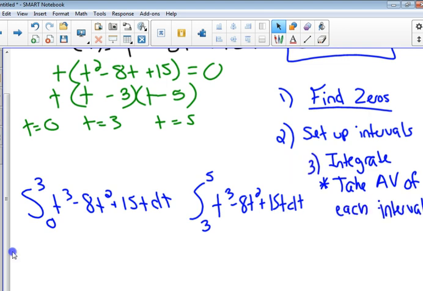Just make sure once you do your integration of each interval, we have to take the absolute value, okay? Then we'll add them together.